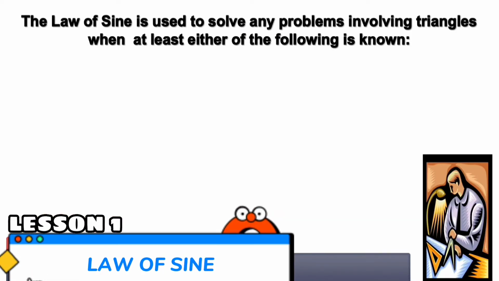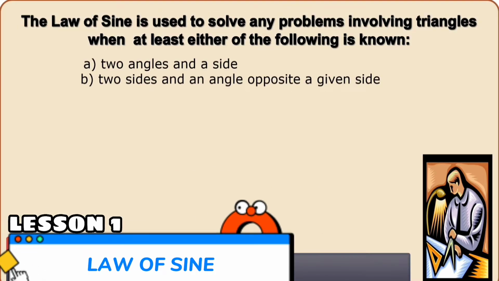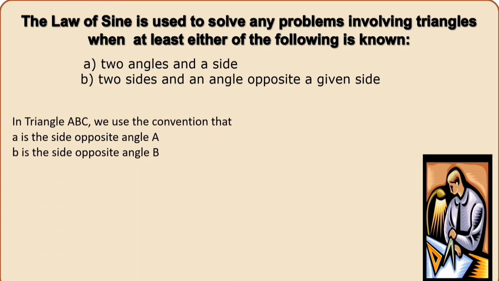First, we will talk about the law of sine. The law of sine is used to solve any problems involving triangles when at least either of the following is known: A, 2 angles and a side; B, 2 sides and an angle opposite a given side.